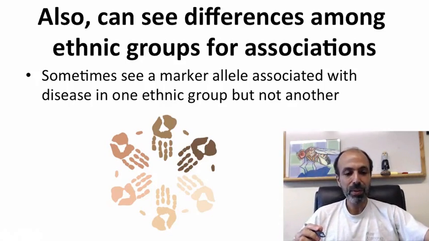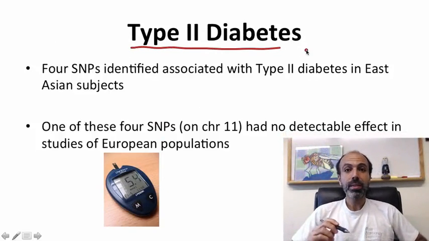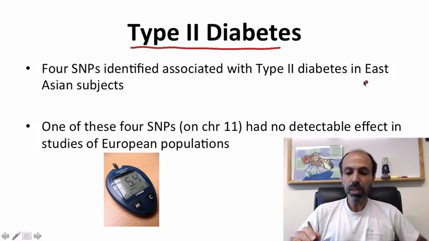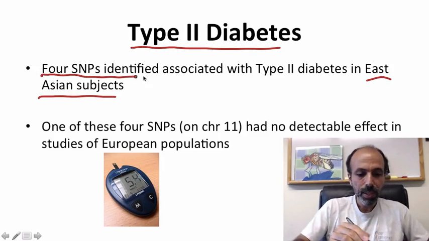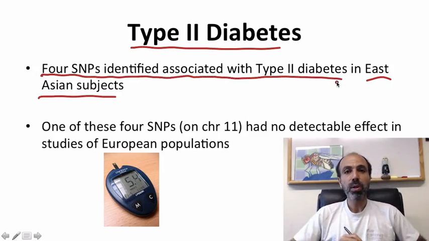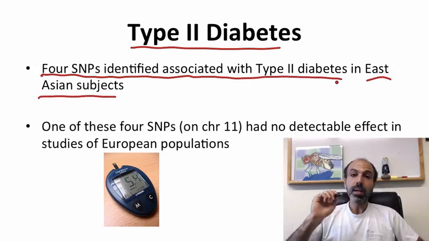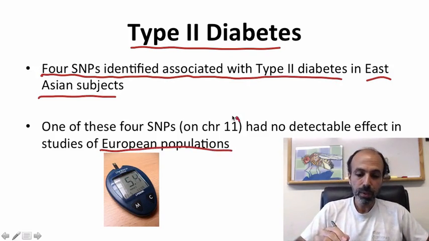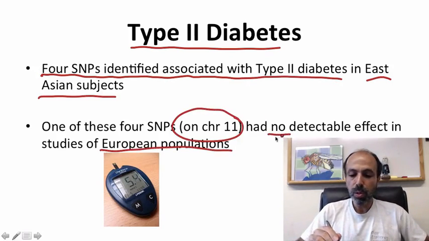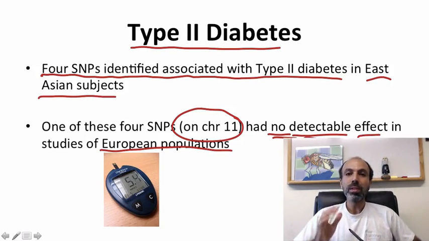Let me give you a real example of this. This is from type 2 diabetes. In this case, the initial study was done using East Asian subjects. And what they found is that there were 4 SNPs that were identified that have a pretty strong association with this diabetes in this set of East Asian subjects. In contrast, when they looked in European populations, there was one particular SNP, one on chromosome 11, that had no detectable effect in Europeans. So clearly there was some sort of difference between these two groups.